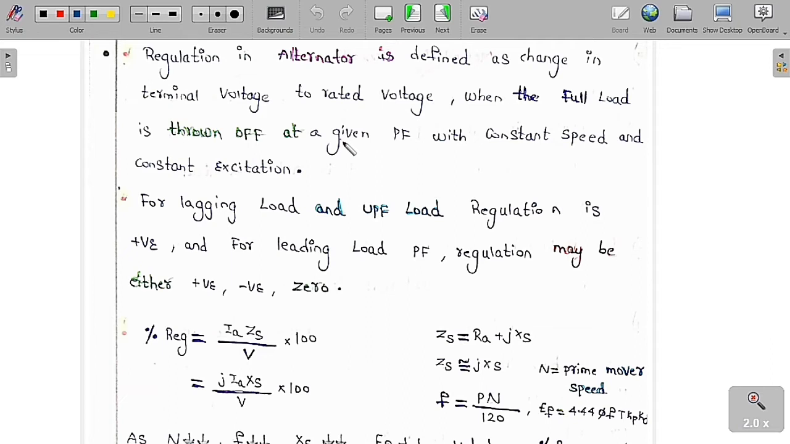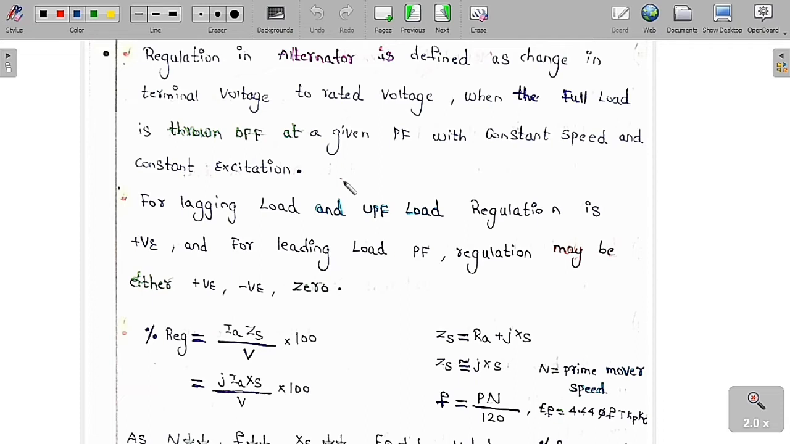So E is equal to the no load voltage and V is equal to the rated voltage. So there is a difference. E is always greater than V. Therefore, the regulation of an alternator is defined as the change in terminal voltage to rated voltage when the full load is thrown off at a given power factor with constant speed and constant excitation. Whenever you remove the full load, there is a rising voltage. How much rising voltage, that is called the regulation.